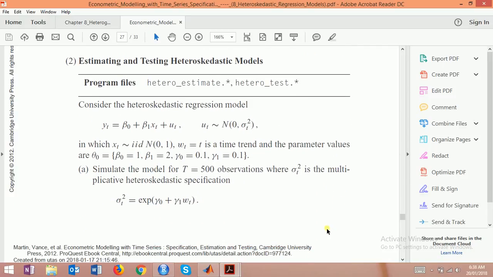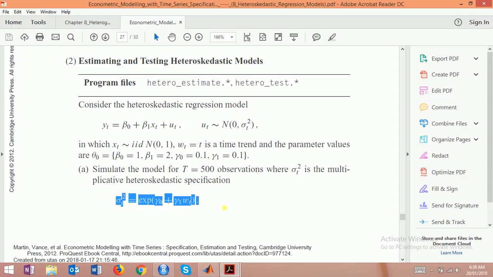Consider the heteroscedastic regression model where y_t equals beta naught plus beta 1 x_t plus u_t. Here u_t is zero mean with variance which is time varying, in which x_t is again i.i.d. with zero mean and 1 standard deviation, and w_t is the time trend. We already know how to find that. Parameter values and initial values are given to us. Simulate T equal to 500, with sigma square a multiplicative heteroscedastic specification.